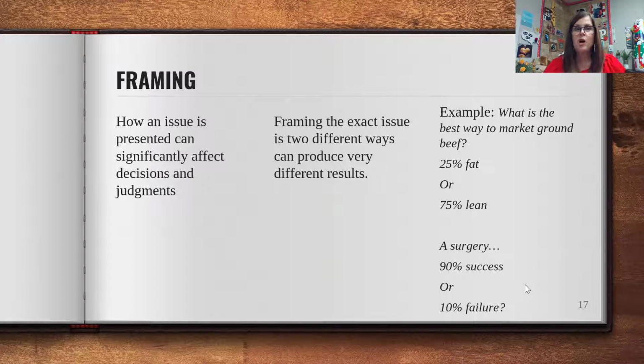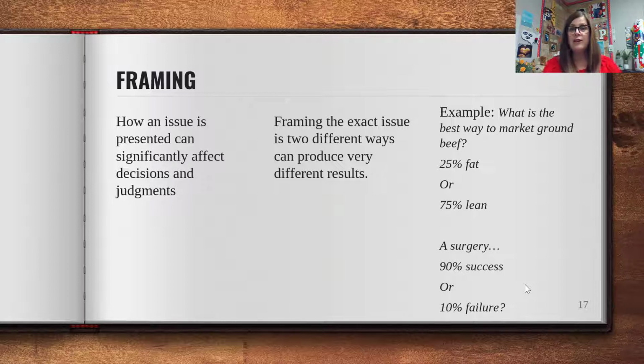As we talk about problem solving, it's often a matter of framing in terms of how we might make a decision in solving problems. How an issue is presented can significantly affect our decisions and our judgment. And really what framing is, it's presenting the exact issue in two different ways. How information is given to you can produce very different results. And the best way to understand this is to look at a couple of examples.